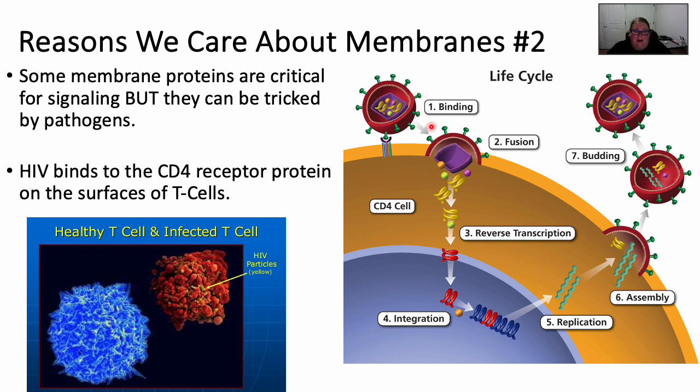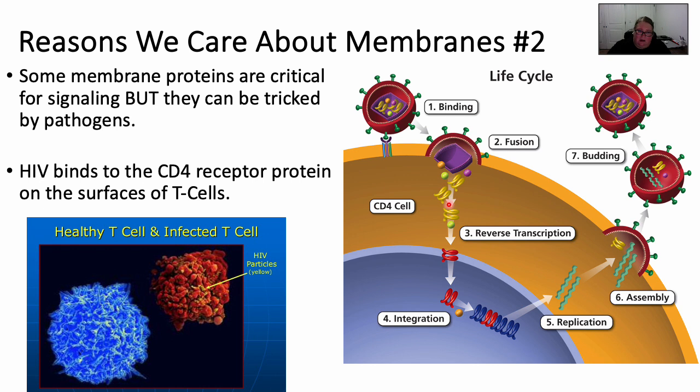So the virus is going to come in and fuse with the membrane. This is going to dump the proteins and the DNA that are inside this HIV virus into the cytoplasm. Remember, HIV is a retrovirus. Okay, it's specifically an RNA retrovirus, so it uses something called reverse transcription.